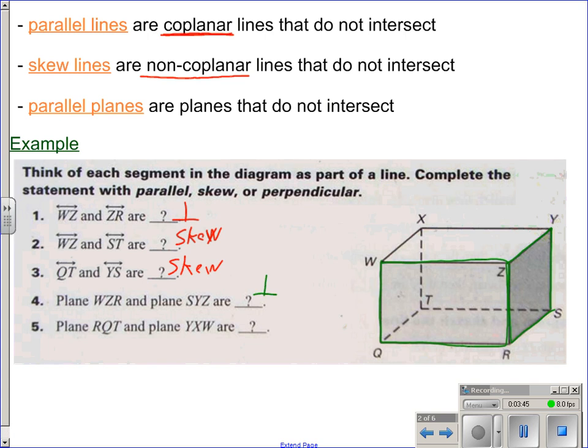The last one, plane RQT, that is the bottom of the box. And plane YXW. YXW is the top of the box. So the top and bottom of the box, those are parallel. All right, that's the idea for those terms.